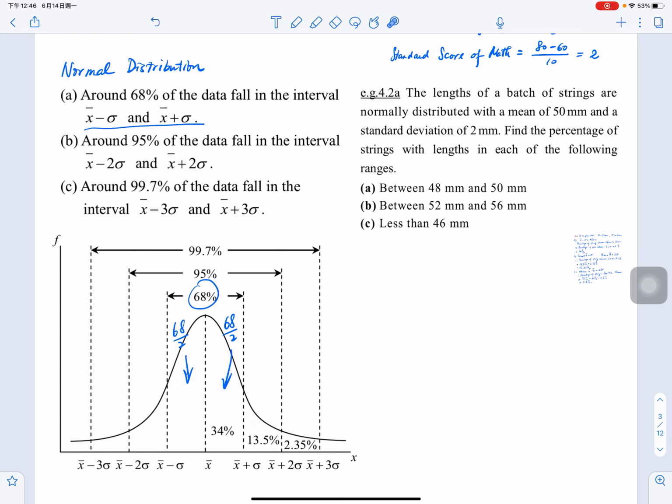Let's see one example here. The lengths of a batch of string are normally distributed with a mean of 50 millimeters and a standard deviation of 2 millimeters. Find the percentage of string with a length in each of the following ranges. You see that 48 millimeters to 50 millimeters means lower than the mean by one standard deviation, right? So how many percent? Maybe you're thinking, is it about 34%? So let's see.